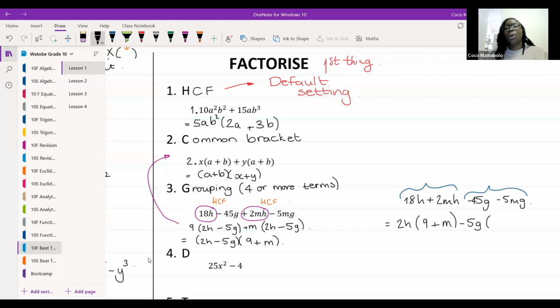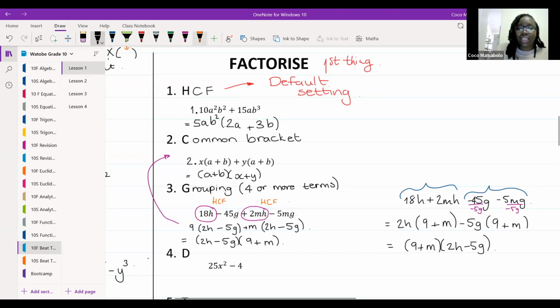and I open brackets, what am I going to have left over, guys? Look at it. If I divide here by negative 5G and I divide here by negative 5G, what am I going to have left over? Good, Mawande. Excellent. Right. I'm going to get 9 plus M left over. That's it, Kahelelo. Now, if you look at your answer, my common bracket here is going to be 9 plus M and open another bracket, 2H minus 5G.